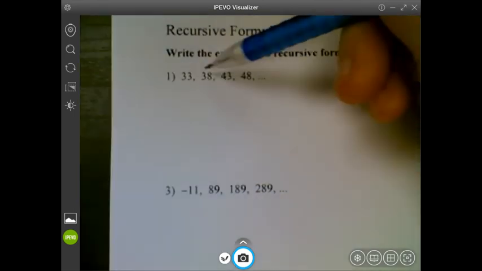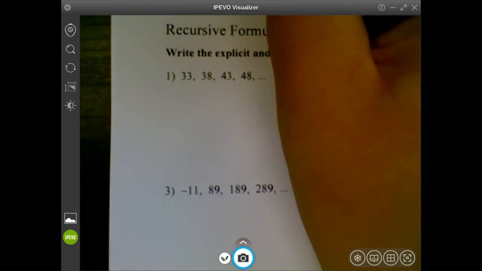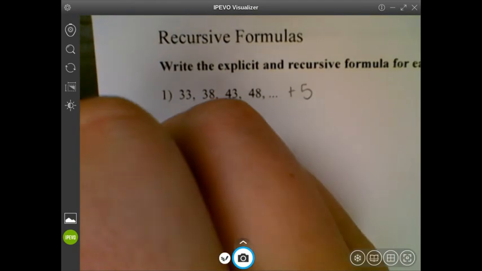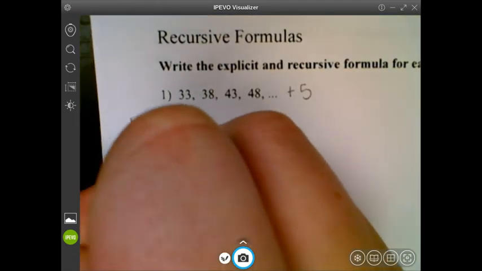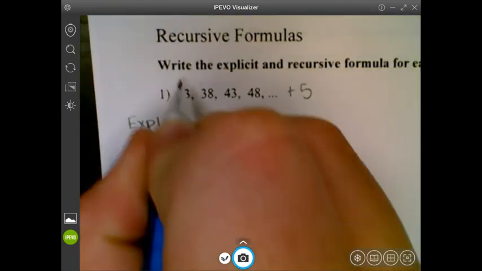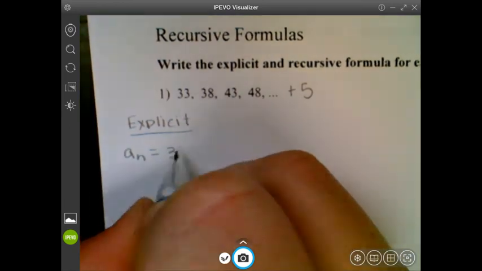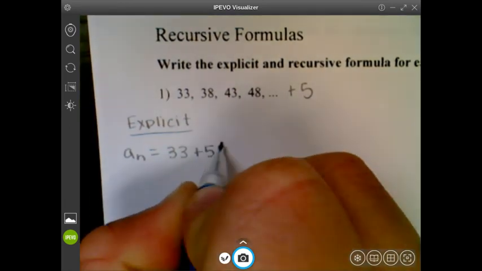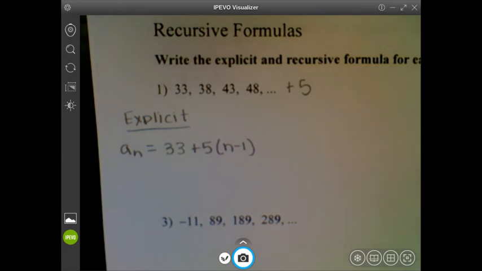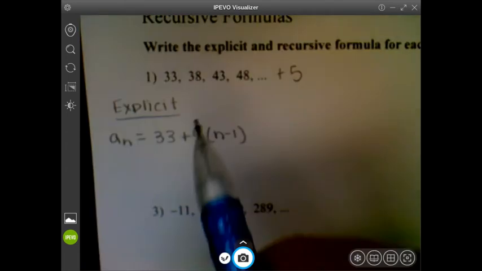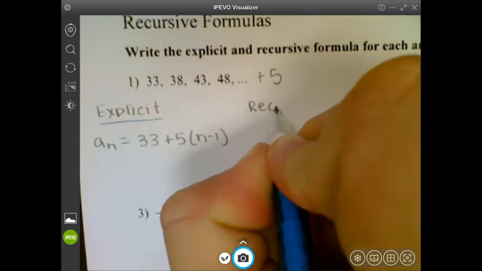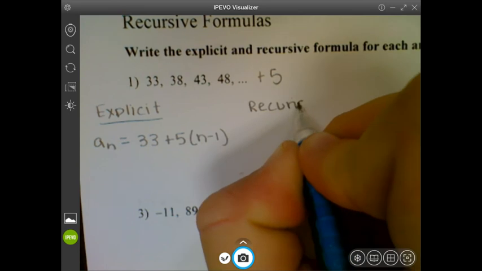Taking a look at this sequence, I can see that it adds 5 every time. So I'm going to write the explicit formula, and I'm going to label it so you know which one's which. Our nth term, a sub n, will be based off of the first term. You have to tell where this sequence is starting. It's going to start at 33. We add 5 to every term, and when we look for the nth term, you plug in n minus 1. For example, if you wanted the 20th term, you would plug in 20, and that would give you the 20th term.